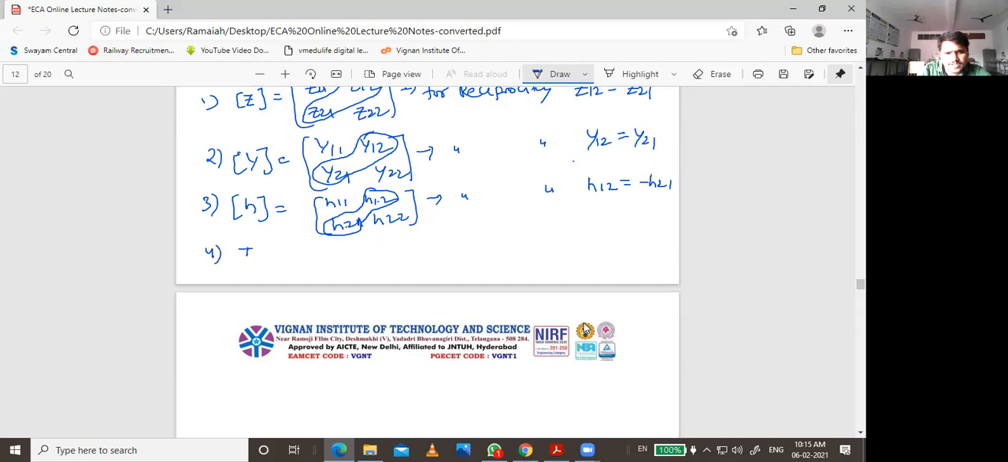Next, ABCD parameters or T parameters, A, B, C, D. What is the condition for reciprocity? AD minus BC equal to 1. That means AD minus BC is nothing but our determinant. So the determinant of this ABCD matrix is 1, or the T matrix determinant is 1.